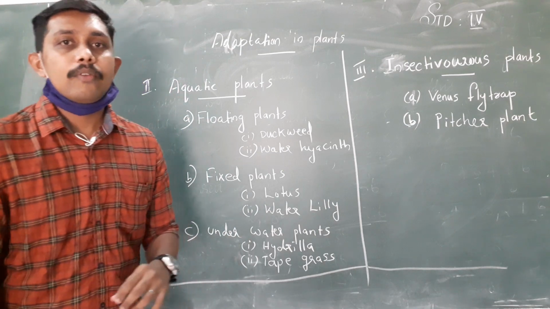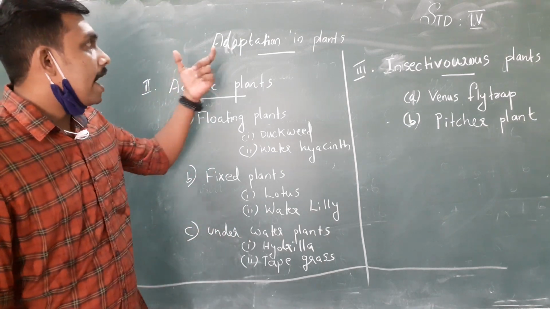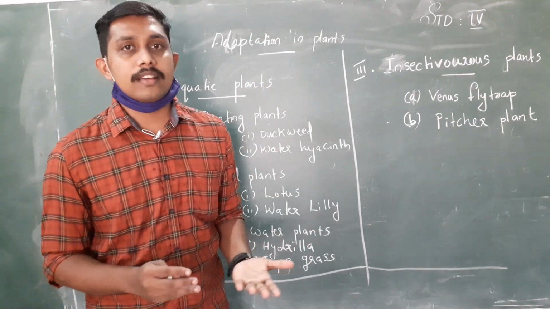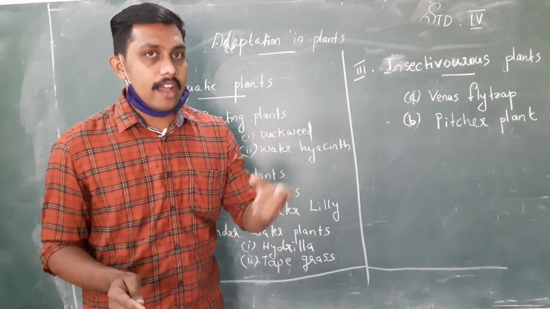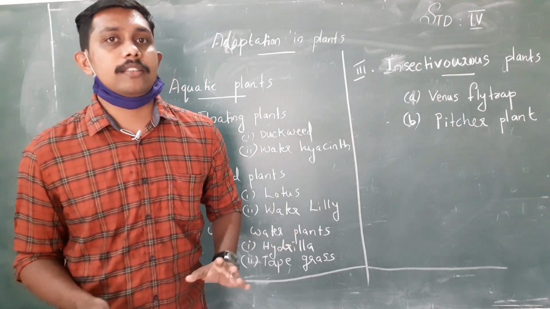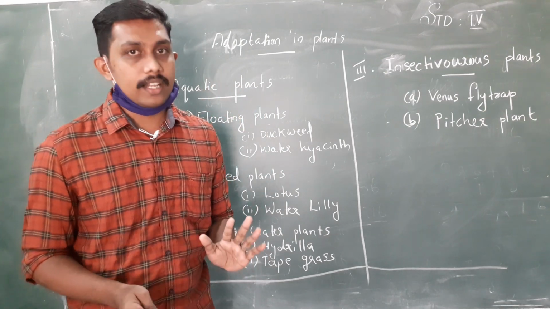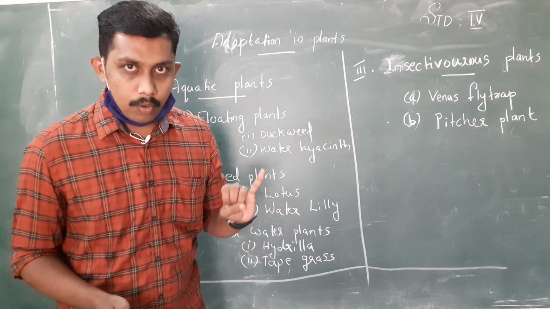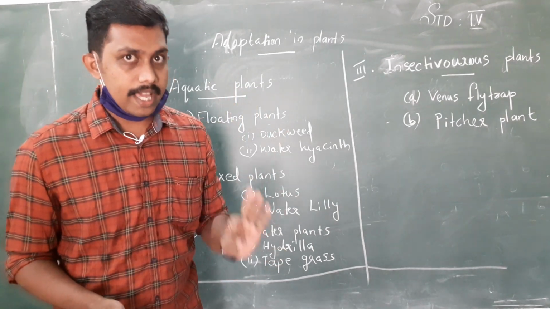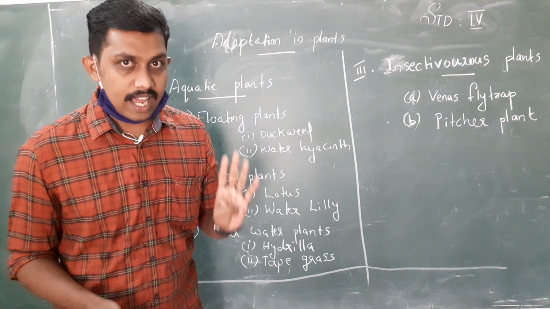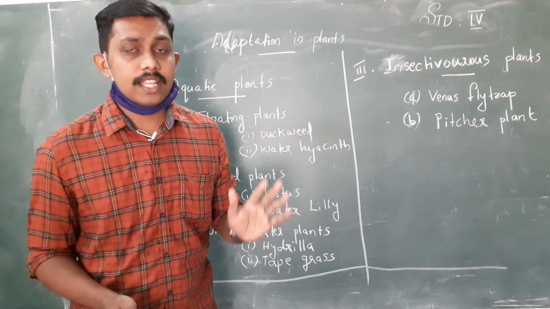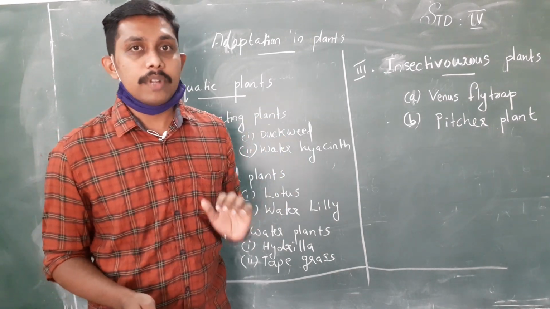Okay, today we are going to discuss adaptation in plants, the next two topics. In the previous class we discussed adaptation in plants, in which we covered terrestrial plants. There are 5 types of terrestrial plants: plants in mountains and hills, plants in deserts, plants in plains, plants in grasslands, and the last one is plants in marshy areas. These are the topics we discussed in previous classes.